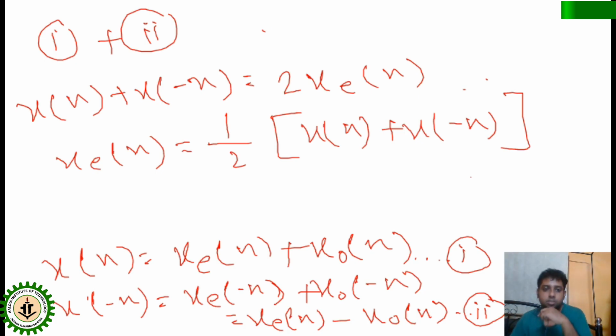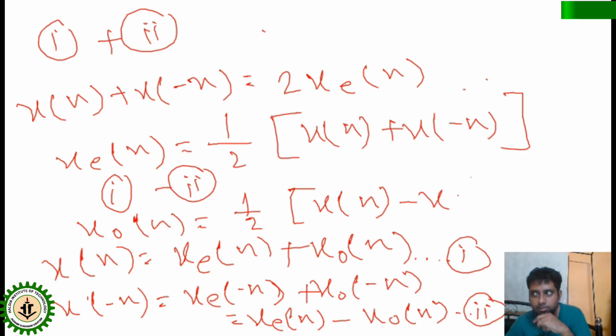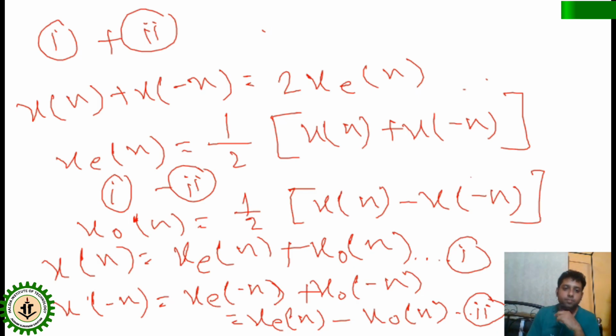Similarly, if we do 1 minus 2, we will get the odd part of the signal, that is x_o[n] is equal to half of x[n] minus x of minus n. In this way we can represent the even part of a signal as well as the odd part of a signal.